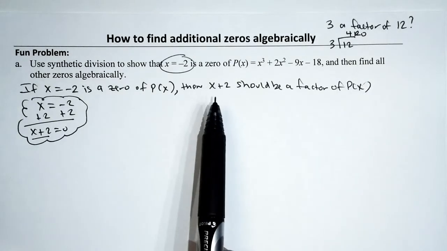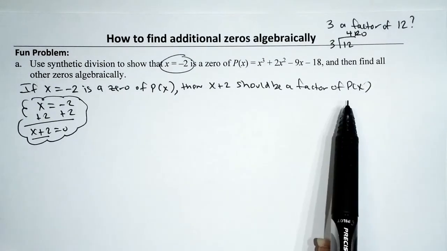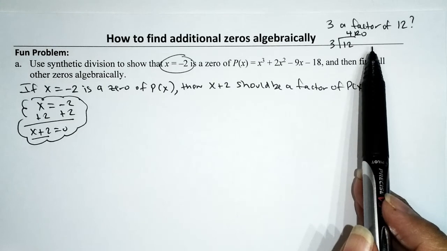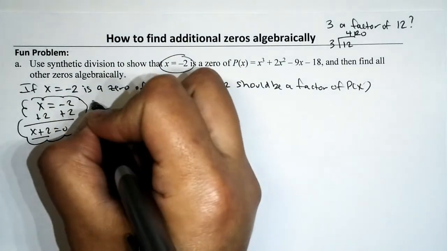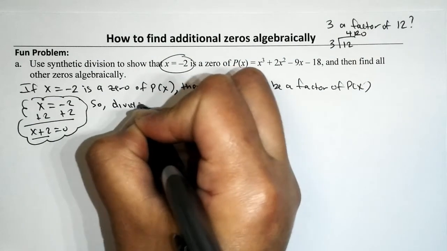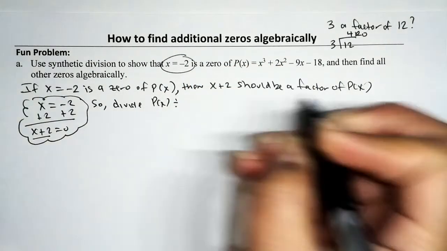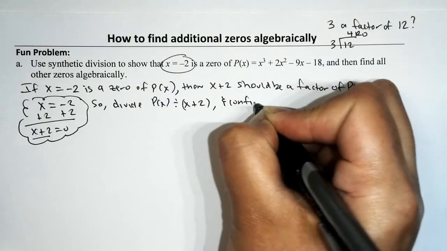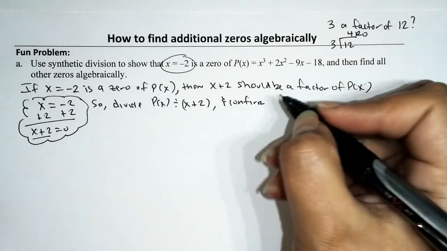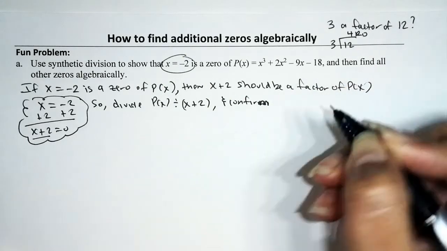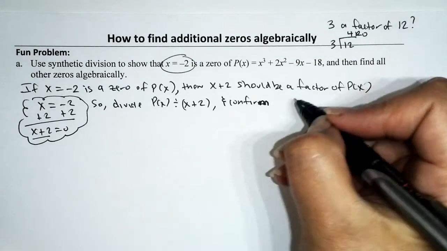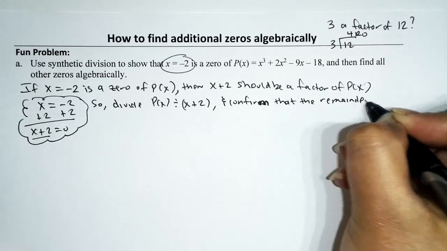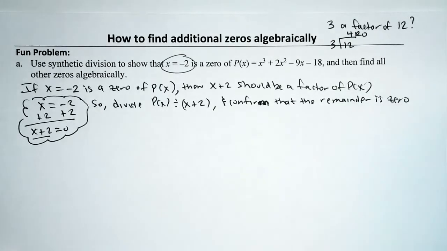So using that strategy, if x plus 2 is a factor of the polynomial, when we divide, the remainder should be 0. So let's divide and verify that the remainder is 0. Divide the polynomial by x plus 2 and confirm that the remainder is 0. I'm going to pretend you can read that.